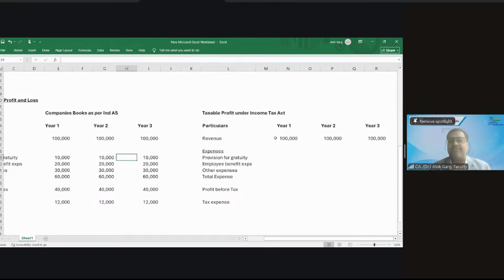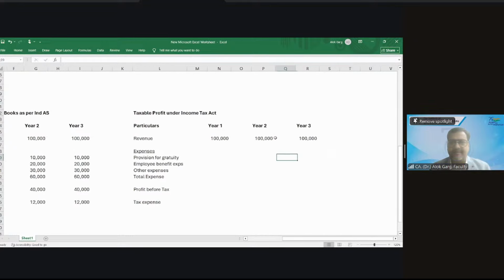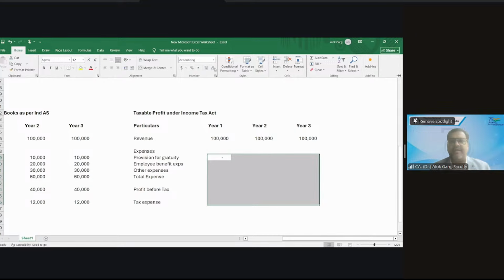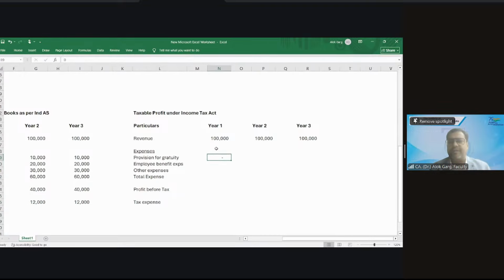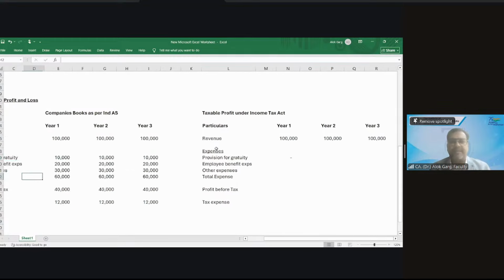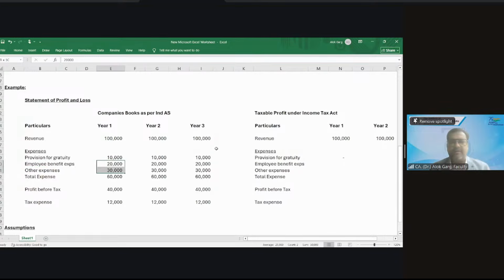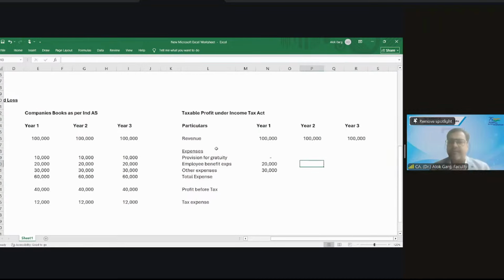Provision for gratuity 10,000. Is it allowed in Income Tax Act? So let's talk about the first year only. Not allowed, sir. So shall I make it 0 in Income Tax Act? I am computing the profit as per Income Tax Act. Should I make it 0? Okay, right? In the first year. I'm not talking about second, third year. Employee benefit expense means salary and other expenses. So shall I keep it as the same number? Salaries and other expenses, right? Yes.